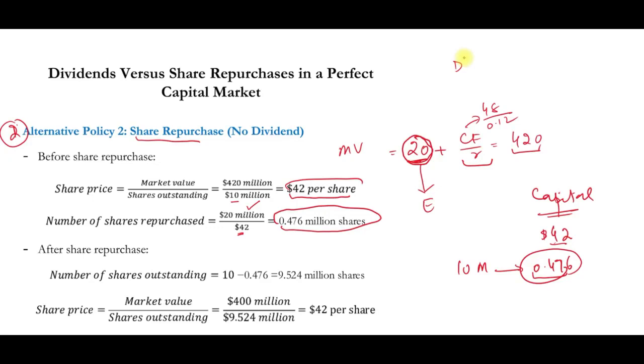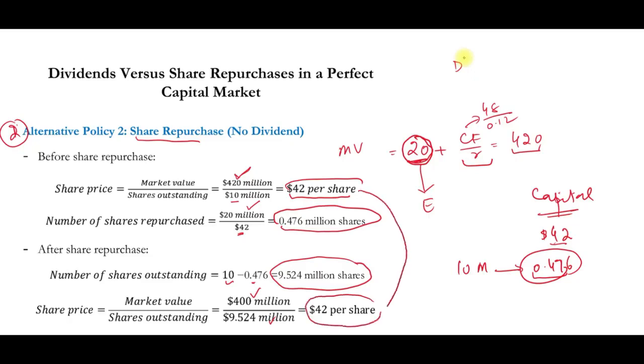So after share repurchase, what is the situation now? The new number of shares would be 10 minus 0.476, so the new number of shares for the company is 9.52 million. And what is the market value? We have already used this 20, so how much is left? 400. Okay, what is the share price? Market value divided by the new number of shares outstanding, and it would be 42 per share.